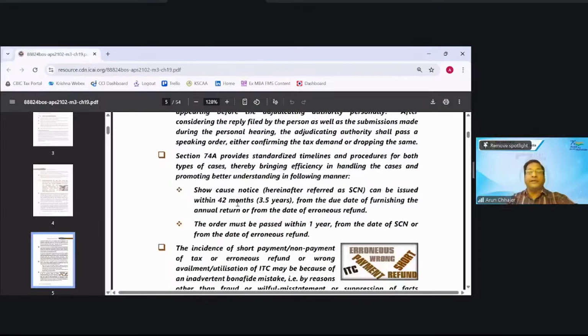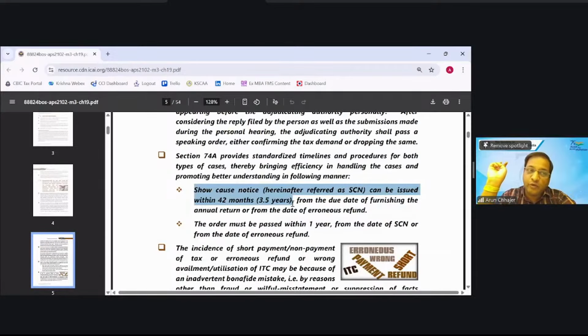Section 74A provides a standardized timeline and procedure for both types of cases, thereby bringing efficiency in handling the cases and promoting better understanding. Show cause notice can be issued within 42 months, 3.5 years. Now try to understand. Earlier, if it is a non-fraud case, then the revenue had less time, 2 years 9 months, because the order had to be issued in 3 years, and at least 3 months before that they have to give the show cause notice.